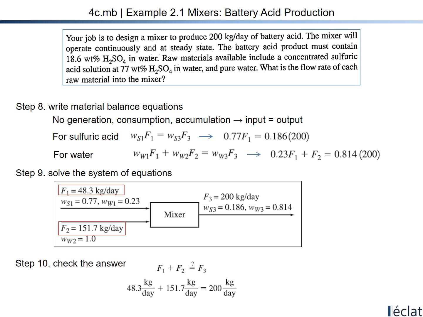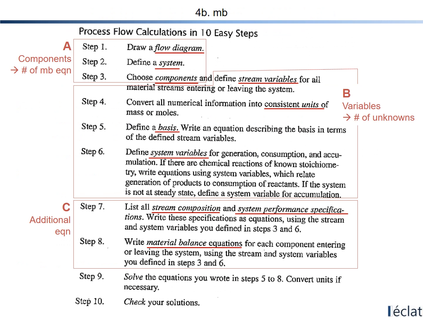Then I'll present another methodology to solve the same problem by using my ABC steps. Okay, I have gotten back to the process flow calculations in 10 easy steps captured from the textbook. However, I won't use the 10 steps. Instead of 10 steps, I'd like to suggest 3 steps. Step A, Step B, Step C.